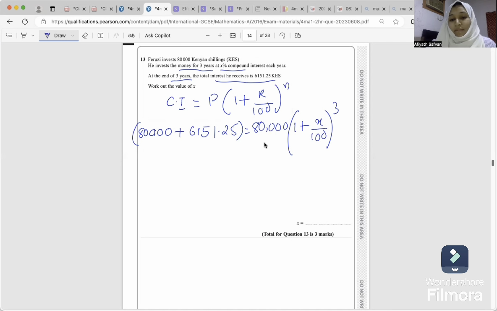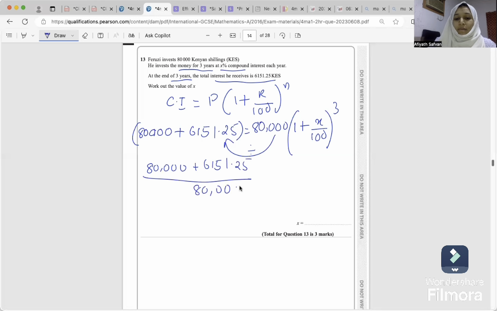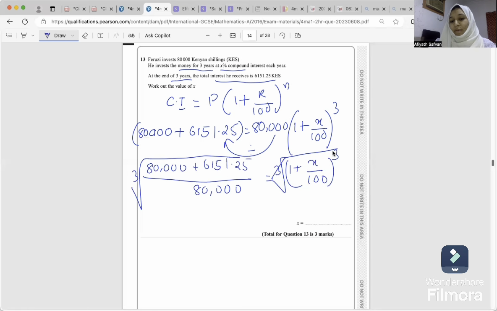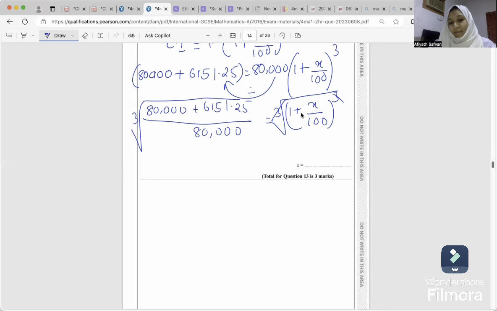Now the first step is to divide the left hand side by the right hand side, which is 80,000. So 80,000 plus 6151.25, whole divided by 80,000. And then you have a cube here, so 1 plus x divided by 100, all cubed. When it goes to the other side, it becomes a cube root. If you want to cancel them, you have to take the cube root on both sides, so the cube root and the cube get cancelled. Now for the same answer, you have plus 1.